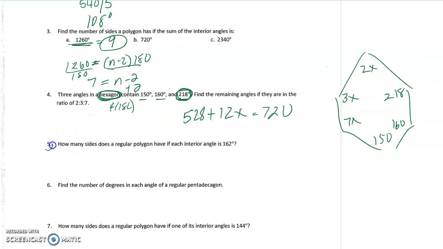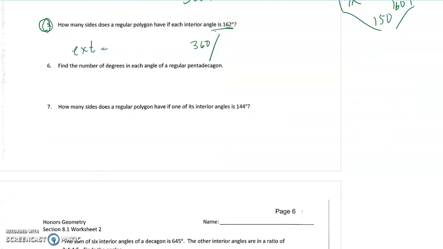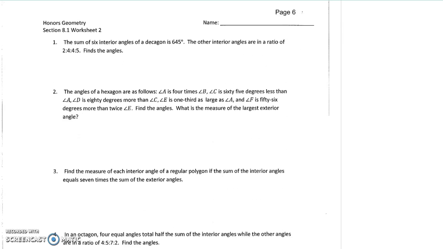This is exactly your problem from the note sheet. Each interior is 120. You need to find the exterior. When you get that, take 360 and divide by that number. Okay? So work through these.